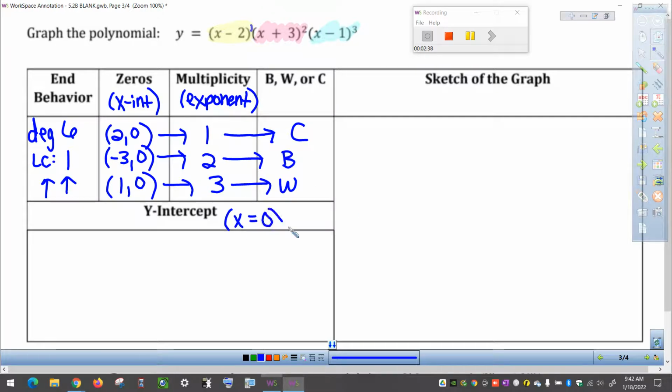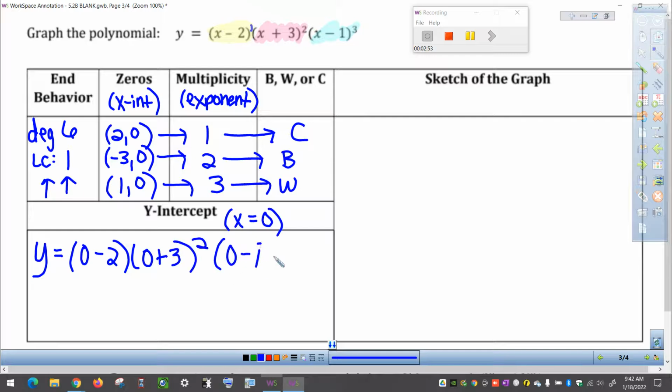All right, now the final thing we'll do here in the setup before we sketch our graph is calculate our y-intercept. We're going to do that by plugging in 0 for x back into the original equation. Then we're going to think about order of operations to start to simplify this down. So we're going to simplify each little parenthesis part first. So it's going to turn into this.